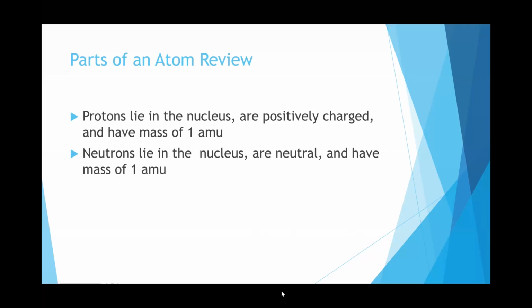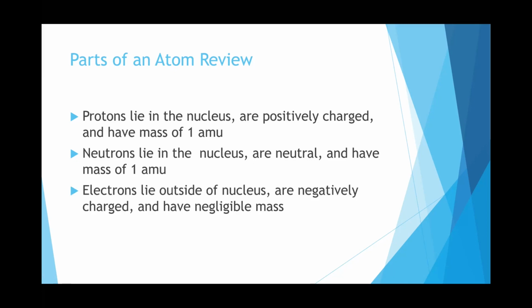Neutrons, they lie in the nucleus as well. They're neutral, given their name, and have a mass of 1 AMU as well. They're slightly heavier than a proton, but only slightly. And electrons, they lie outside the nucleus. They orbit the nucleus. They are negatively charged and have negligible mass. So they have a mass that we don't even have to consider most of the time.